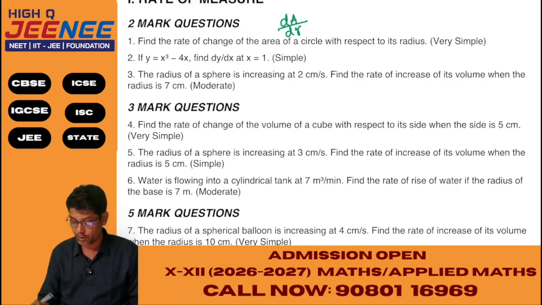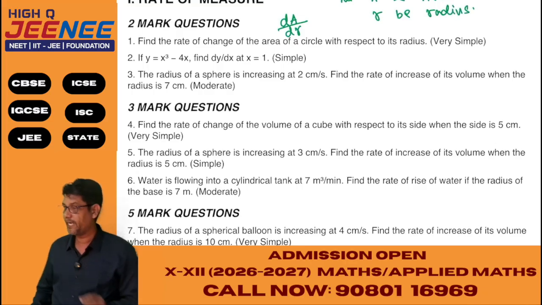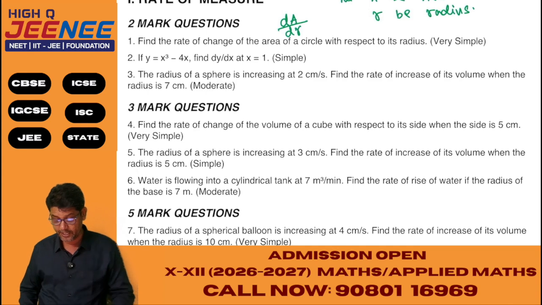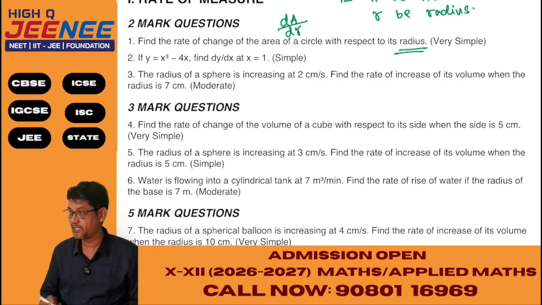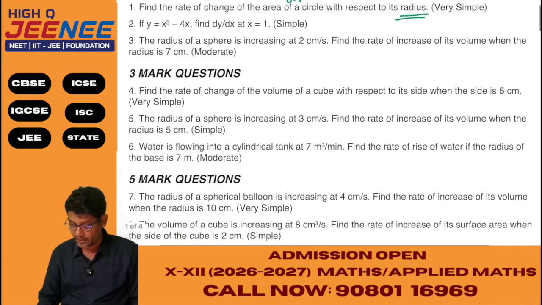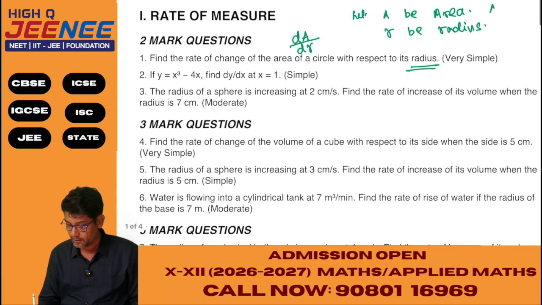That means, first you have to write the information. What to be written? Let A be the area, R be the radius. What do they ask you to find? The rate of change of area, that means dA by dr, with respect to its radius, which is already given. What is the area of a circle? Pi r square. So dA by dr is 2 pi r. Answer is over.